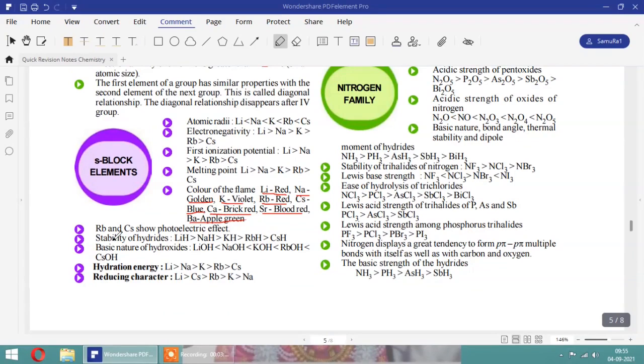Stability of hydrides: lithium hydride greater than sodium hydride, greater than potassium hydride, greater than RbH, greater than cesium hydride. Basic nature of hydroxides: lithium hydroxide less than sodium hydroxide, potassium hydroxide, rubidium hydroxide and cesium hydroxide. Hydration energy: lithium greater than sodium, greater than potassium, greater than rubidium and cesium. Reducing character, you see it's just inverse to hydration energy.